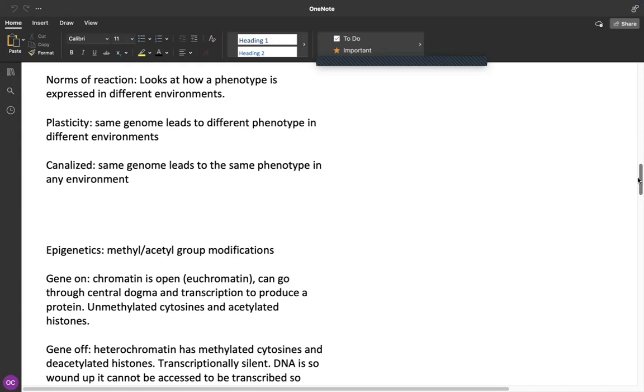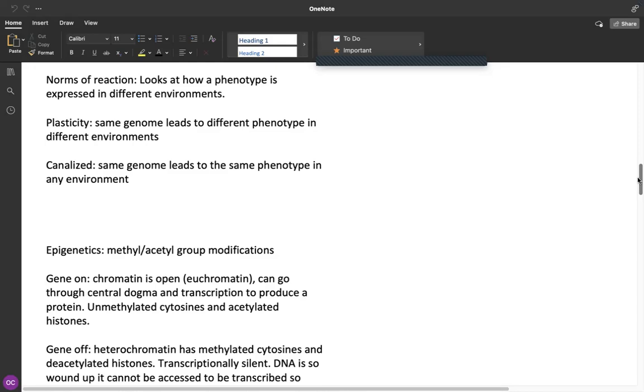So we have plasticity or being canalized. Plasticity is when the same genome leads to different phenotypes in a different environment. Dogs are a good example. They're all dogs, but they can look very different depending on their environments and what they're bred for. So their genome responds very rapidly to these sorts of changes, but they still are the same species.